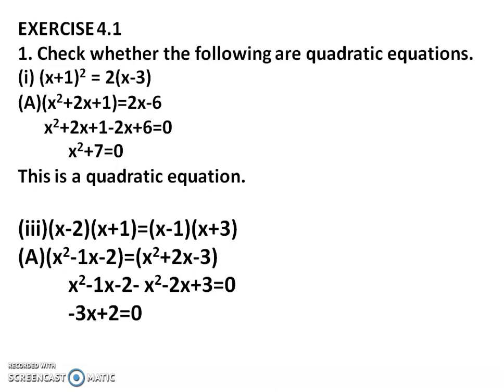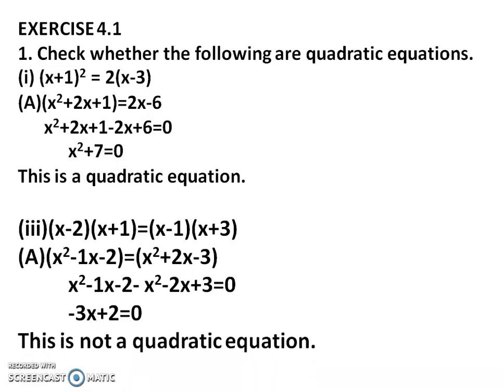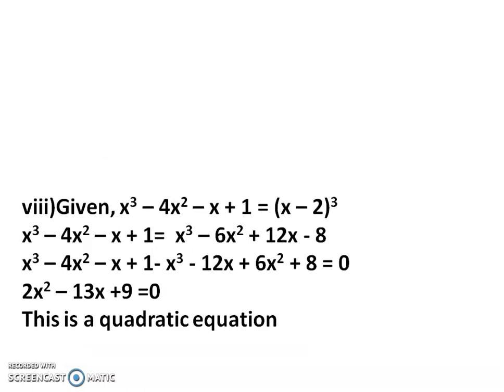Student, let's see what happened to the x square term. You can see x square minus x square, that is 0. So, your x square term got cancelled. So, the remaining thing which we wrote here is minus 3x plus 2 equal to 0. Which is the highest degree here? The highest degree here is 1. So, this is not a quadratic equation. Let's see the next question.